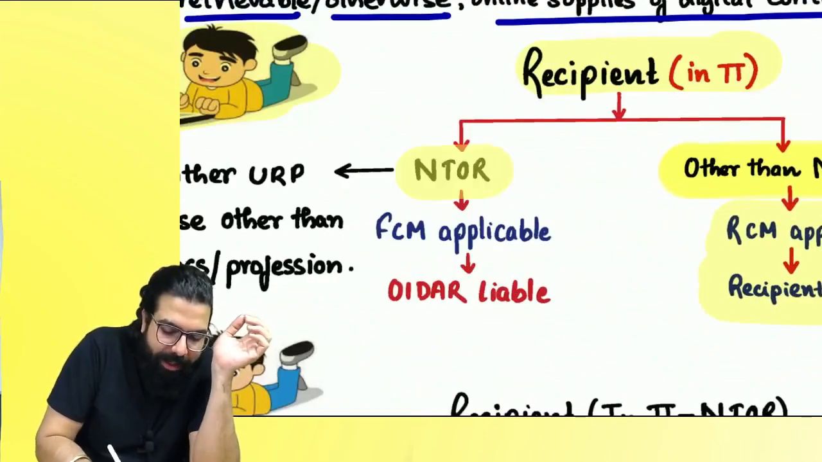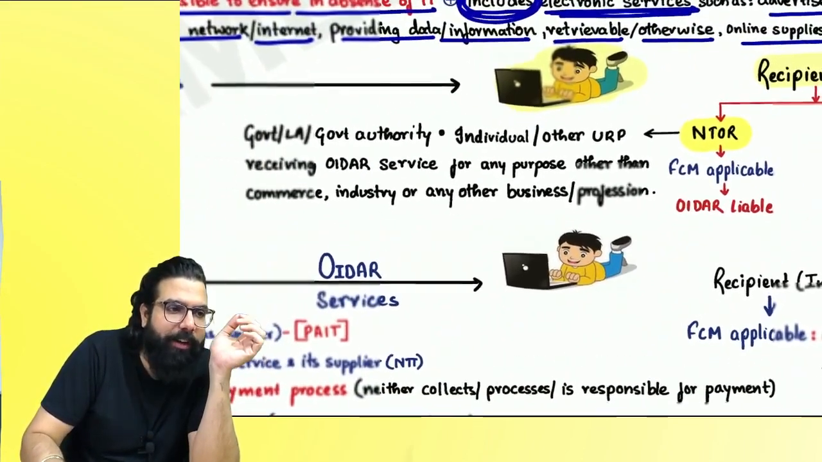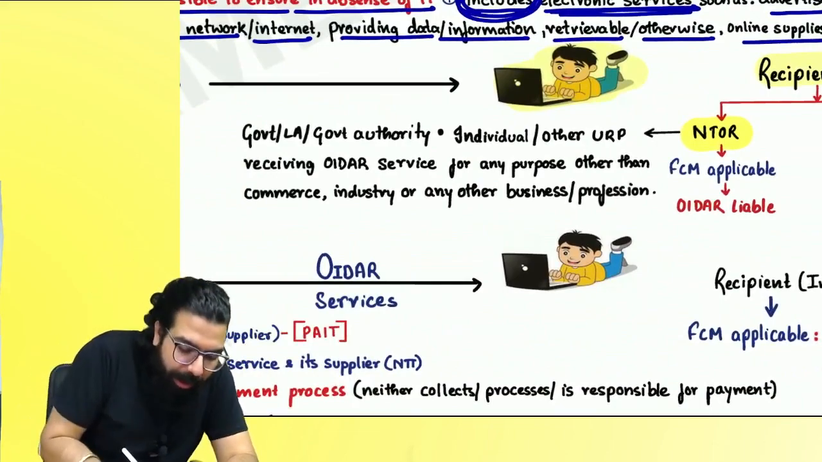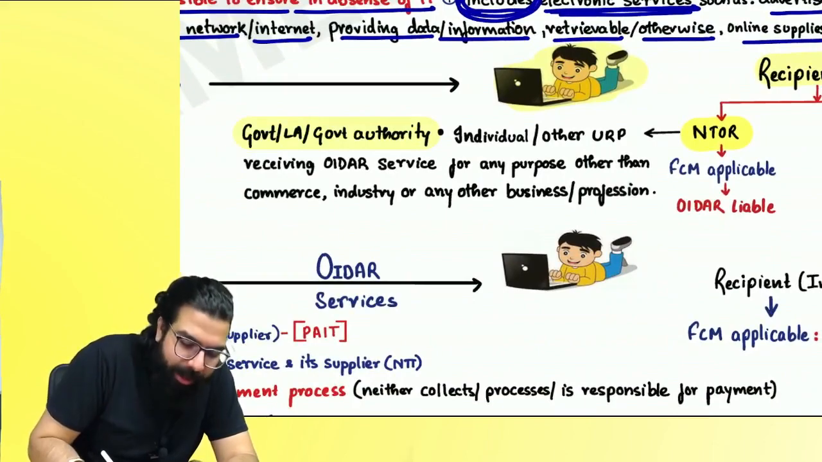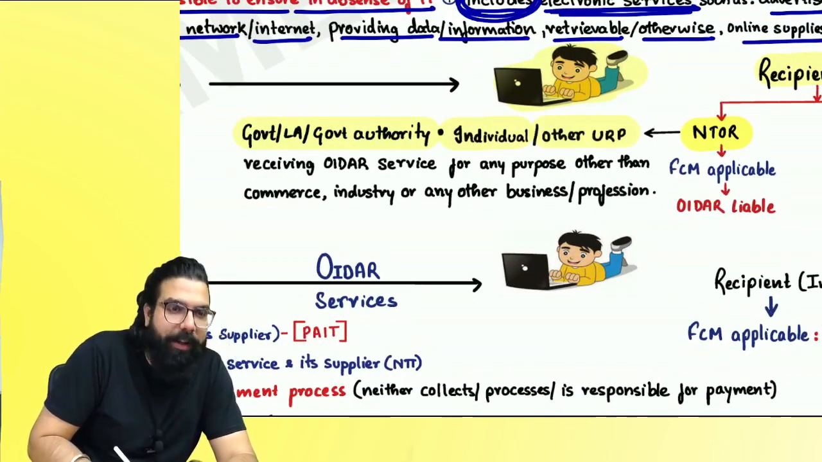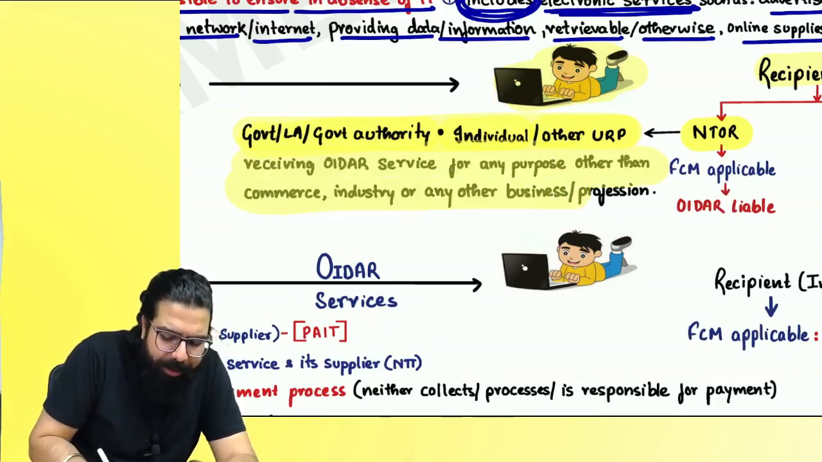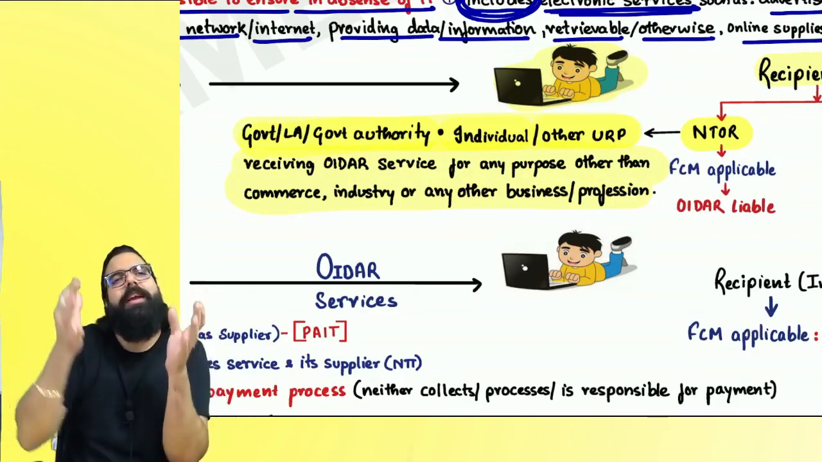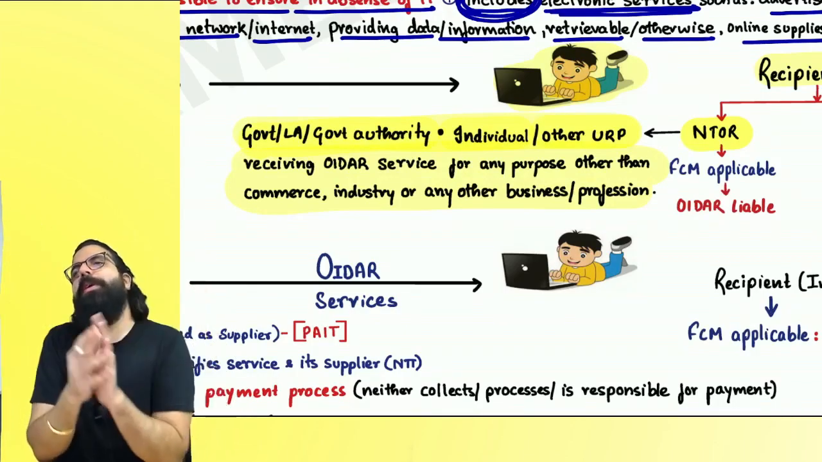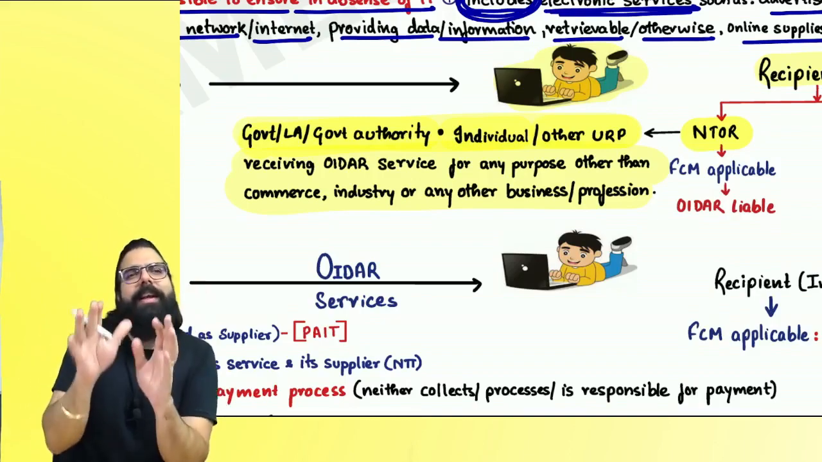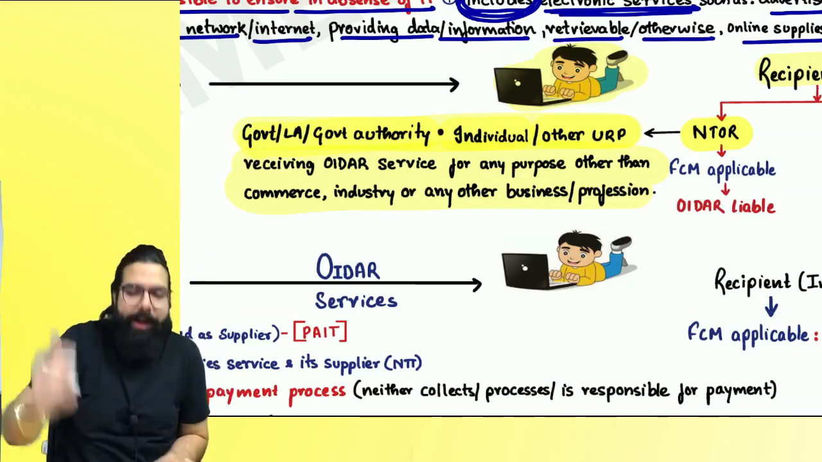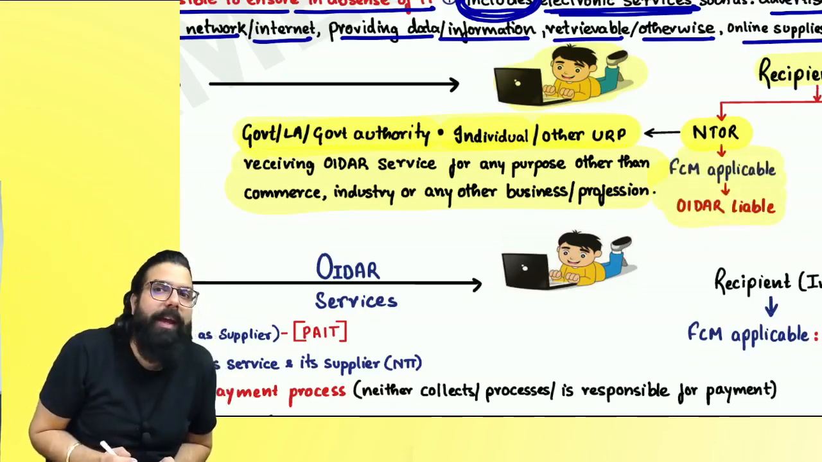But sir, tell me one thing. If I am an NTOR, non-taxable online recipient, who is an NTOR, everyone? I've already told you, right? In chapter number 2. Government, local authority, governmental authority. If you are an individual, you are an unregistered person, and you are receiving OIDR services for any purpose other than business, then you will be known as NTOR. Means supposing you have taken some services from outside India, not for your business purpose, for your personal purpose, then in that scenario, OIDR will collect the GST and give it to the government. Can I go ahead? In that scenario, forward charge mechanism will be applicable.